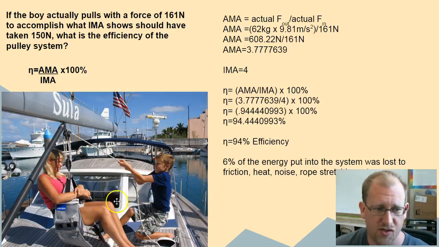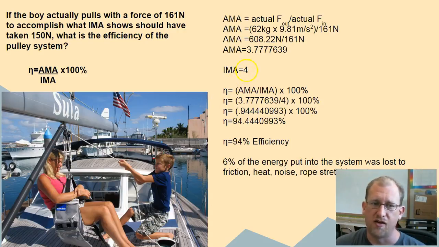So, last example. We have the same situation, the boy pulling his mom off the deck. We know that the ideal mechanical advantage is 4 because we can count the laps of the rope. But there is friction in this pulley, and the rope does stretch a little bit, and so some of his energy is lost. We want to know what's the actual mechanical advantage, and then what is the efficiency of this pulley system. So if we measure the force that the boy is pulling with, he actually pulls with 161 newtons to get his mom off the boat, and it should have taken 150 newtons according to just our simple math.